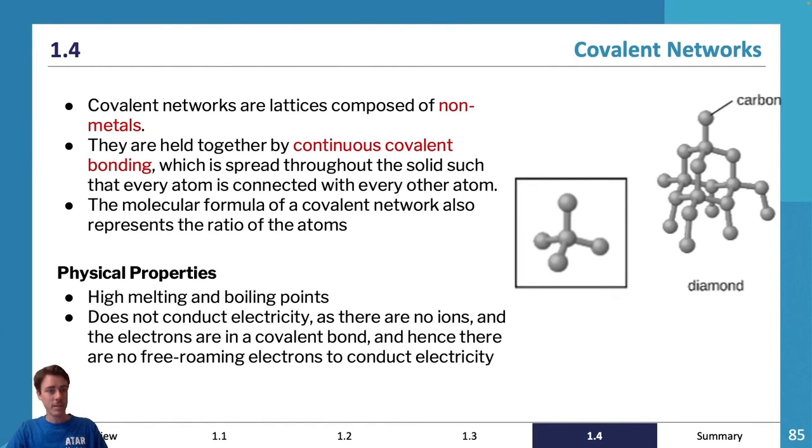Now, covalent networks, as we've already sort of mentioned, we just mentioned the diamond, and we mentioned the graphite. Covalent networks are always made up of nonmetals, and they are usually made with continuous covalent bonding, and they sort of go off into different directions. They usually, again, have high melting and high boiling points, and again, they do not conduct electricity as there's no ions, and the electrons are in a covalent bond, and hence there are no free roaming electrons to conduct electricity. There's no charged particles within covalent networks to be able to move an electron along.